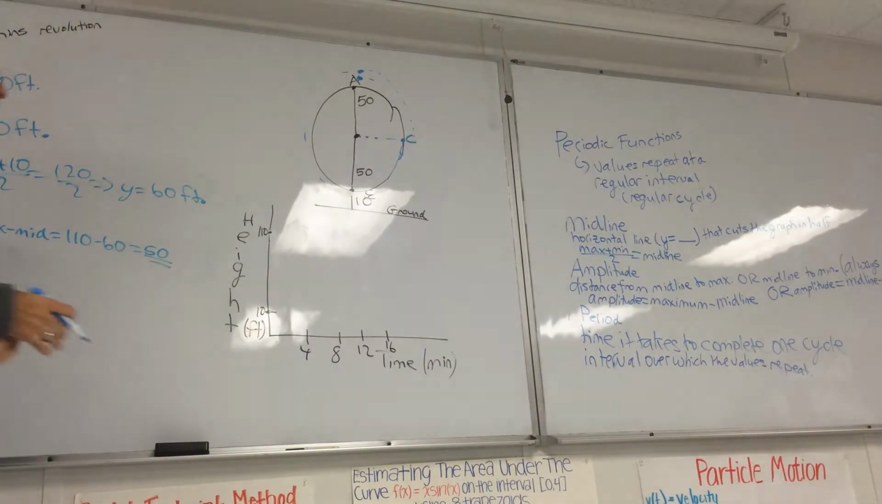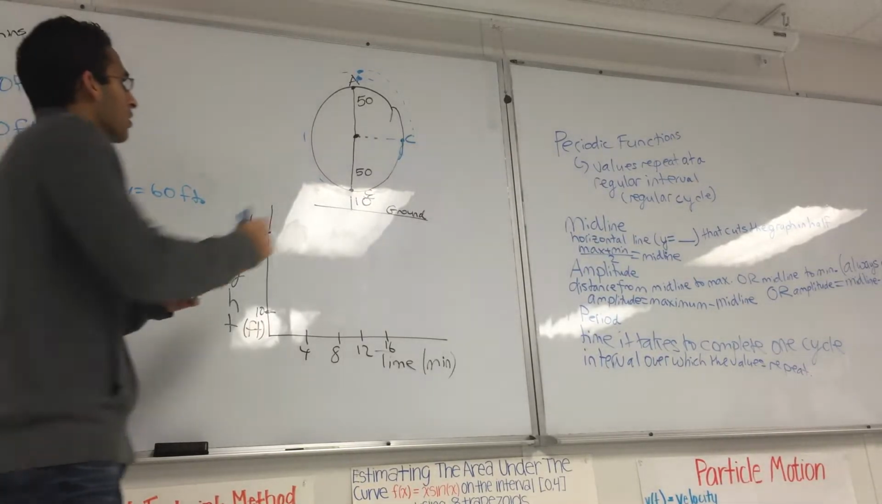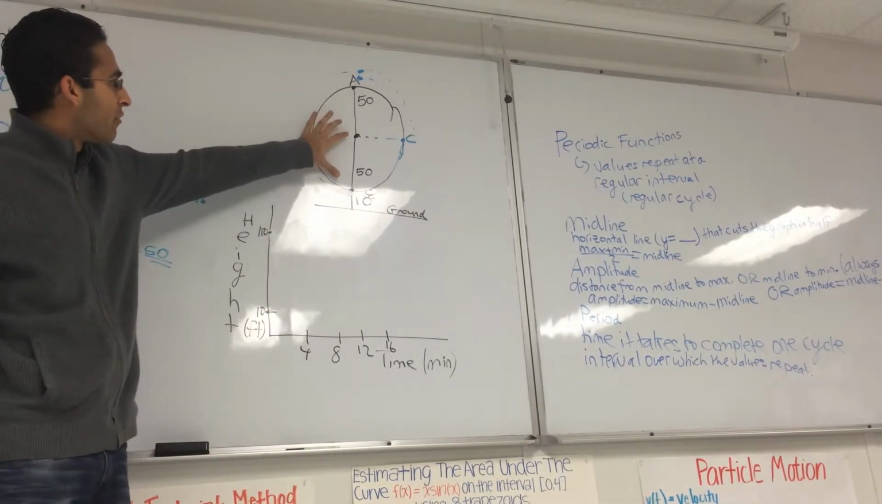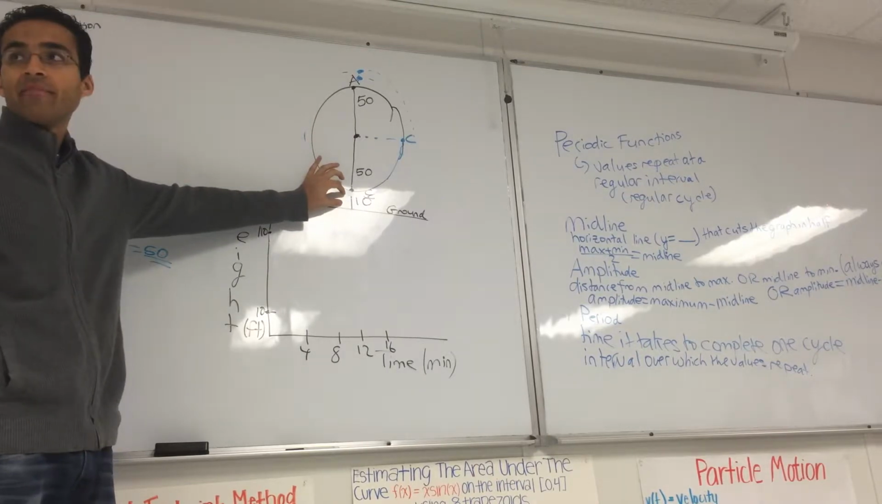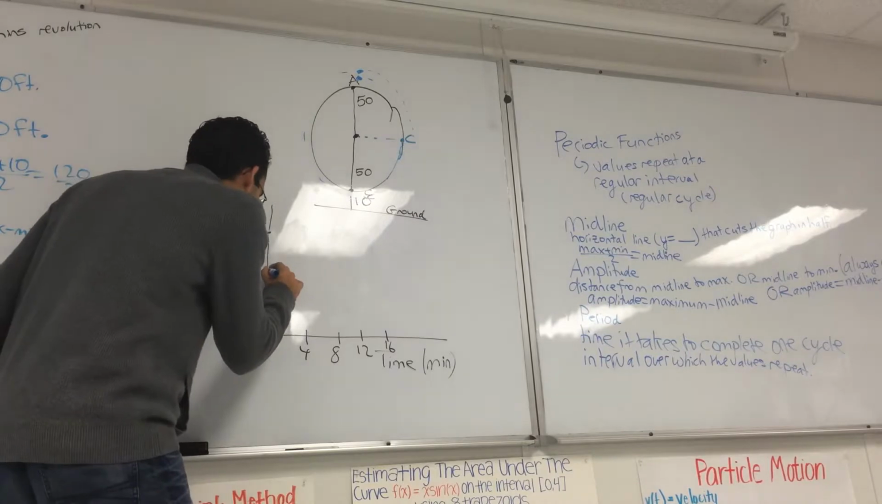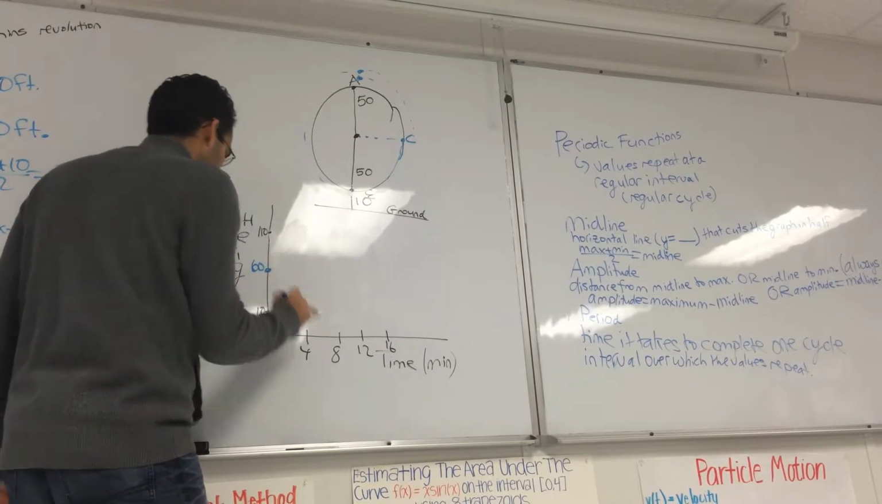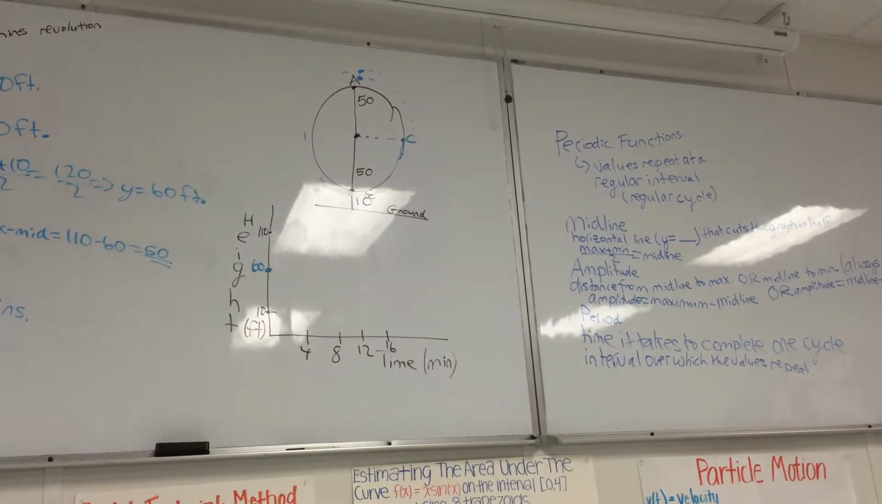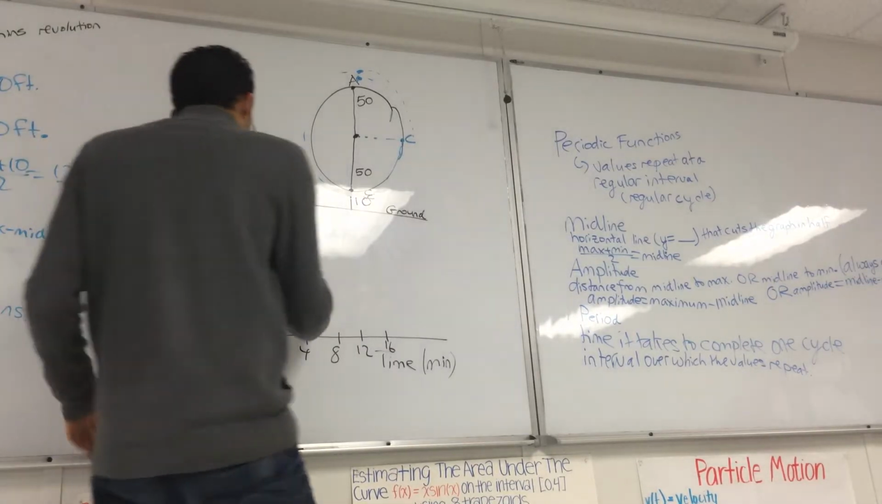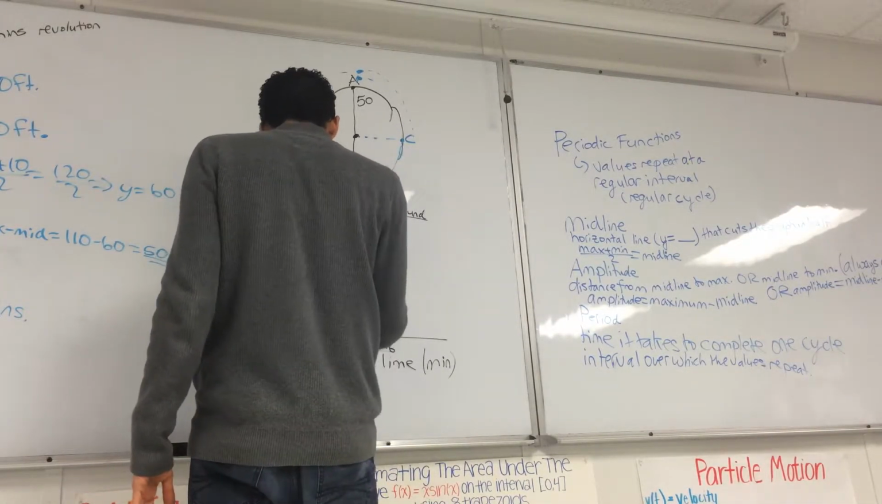So let's notice what happens. At time t equals 0, car C is at 60 feet off the ground. Why? The 50 feet radius plus the 10 feet that the whole Ferris wheel is off the ground. So at time t equals 0, the car is at 60. And that means it must be back at 60 when? At 4 minutes and 8 minutes and 12 minutes. So I'm going to put those points in.